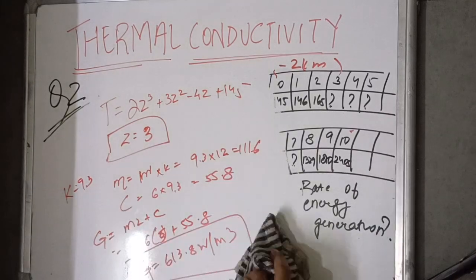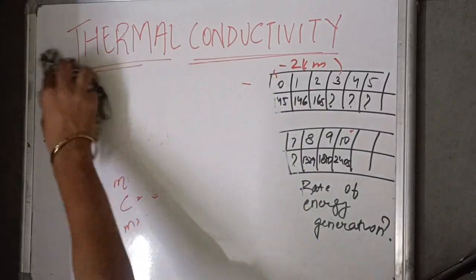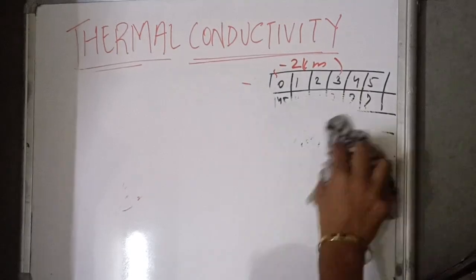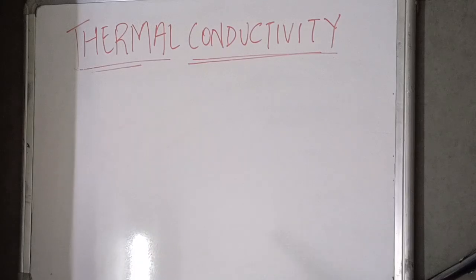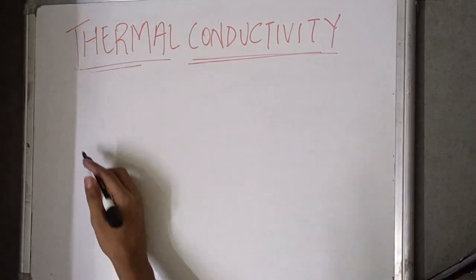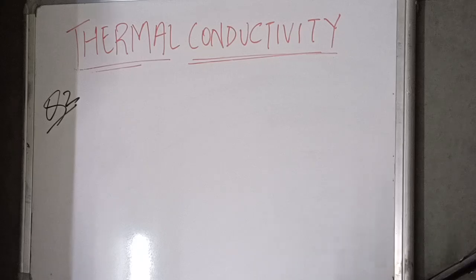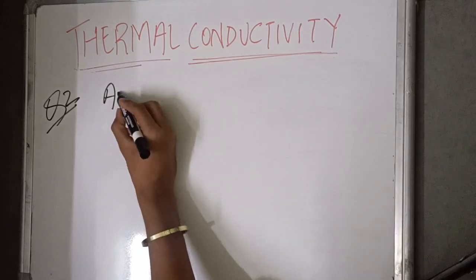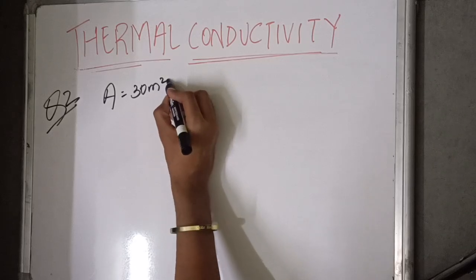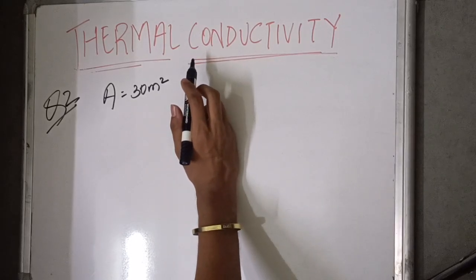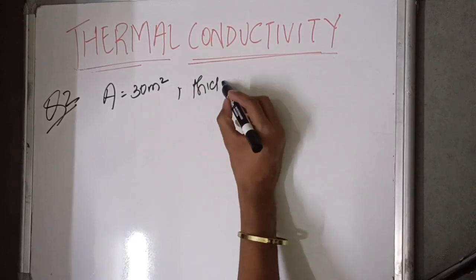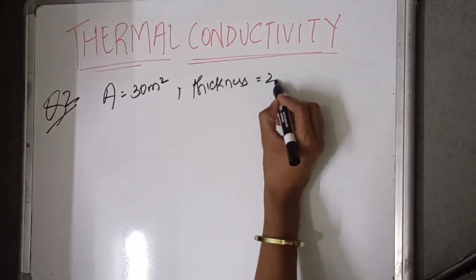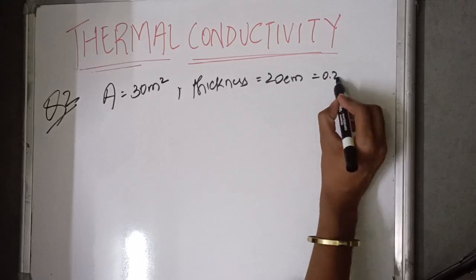We will move to the next question. Thermal conductivity question number 2. A plane wall with a surface area of 30 meter square and a thickness of 20 centimeter, which equals 0.2 meter.